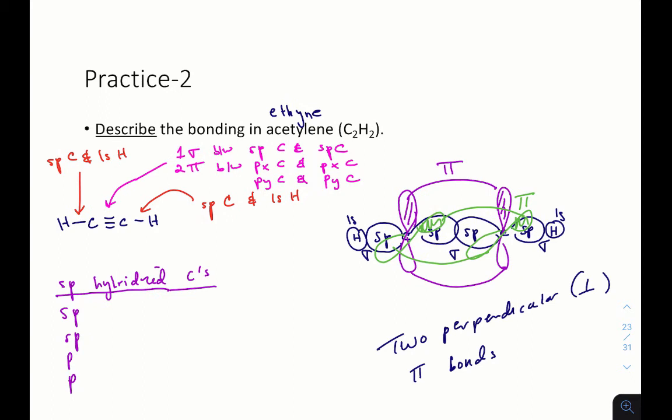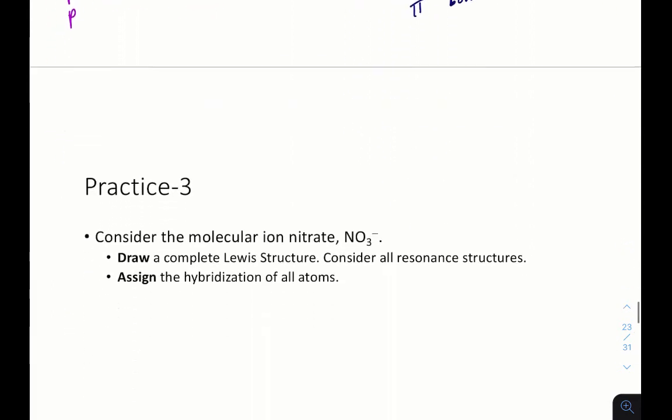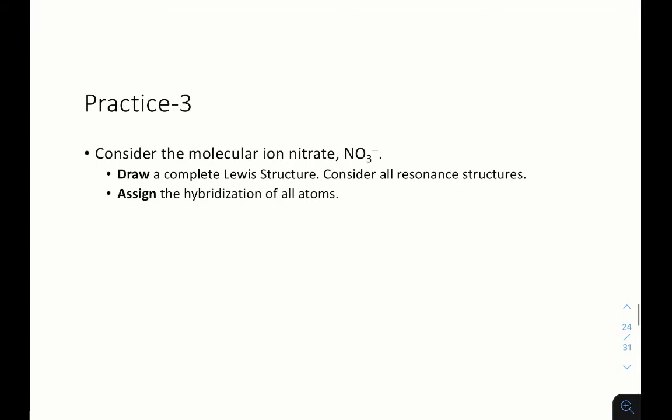Just as you're getting the hang of it, I'm going to throw you a curveball. Let's consider the molecular ion nitrate. Draw a complete Lewis structure. Consider all resonance structures. Assign the hybridizations of all atoms. Give it a try.